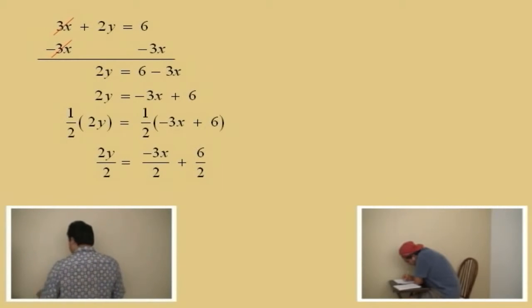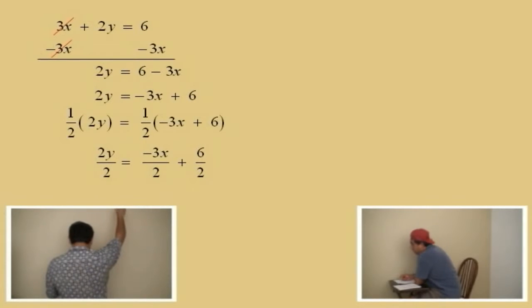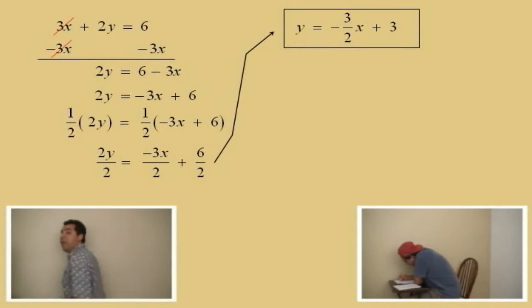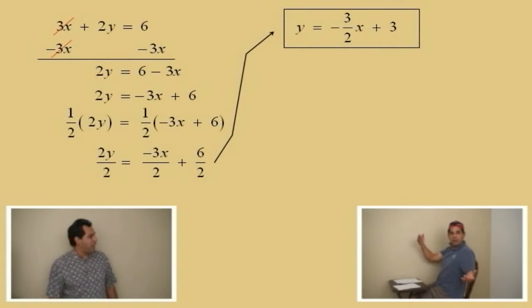Okay, Charlie, so now what happens? Can you tell me what y equals? -3/2x plus 3. Very nice, Charlie, that's it. You just circle your answer and you're done. See, that's not too bad, is it, Charlie?